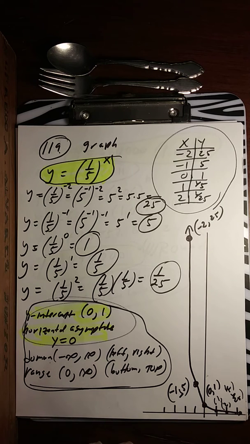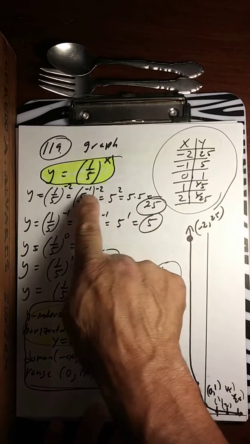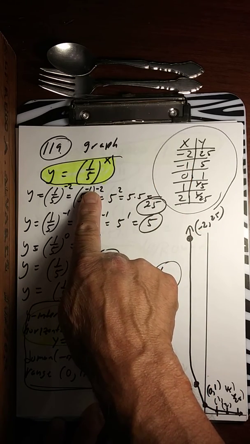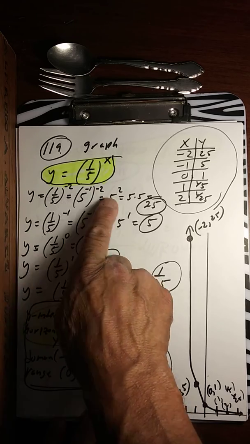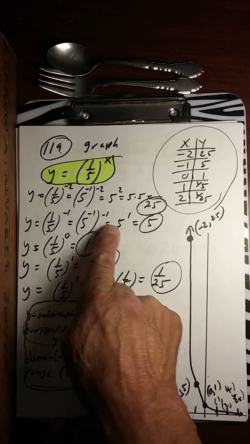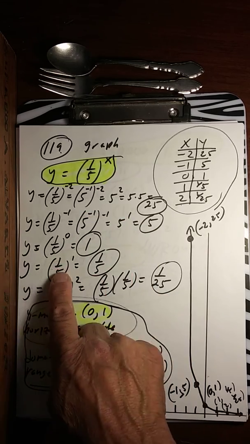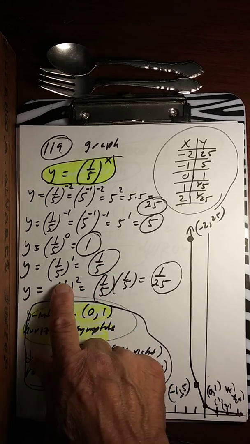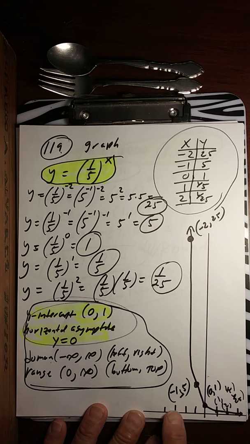1/5 to the x power. 1/5 to the negative 2 is 5 squared, which is 25. 5 to the negative 1, put the negative 1, it's 5. Anything to the 0 is 1. 1/5 to the 1 is just 1/5. And 1/5 to the 2 is 1/25. Put the numbers in there.